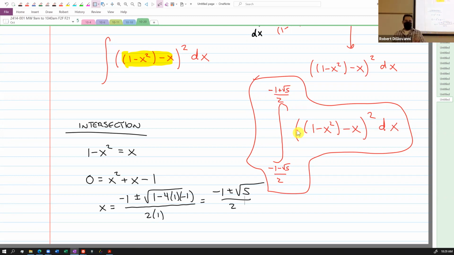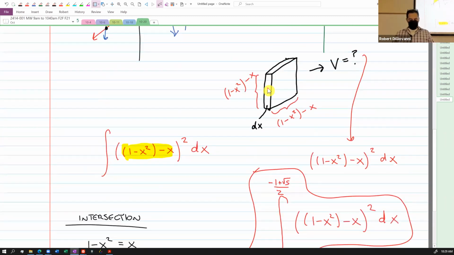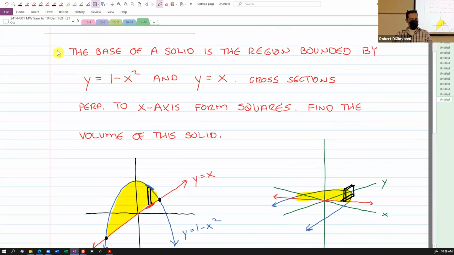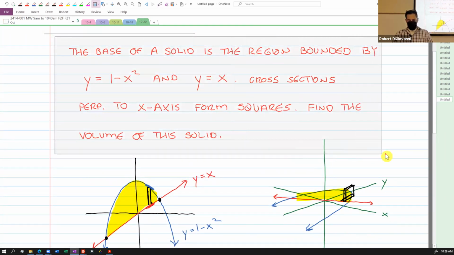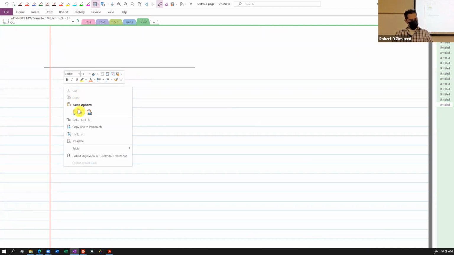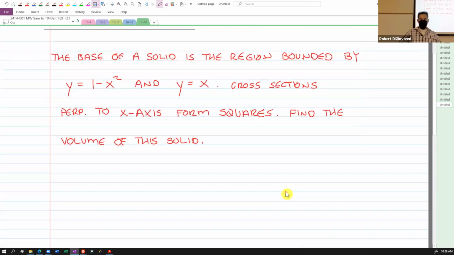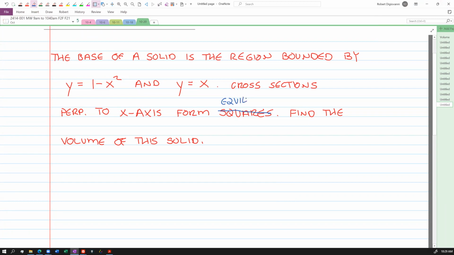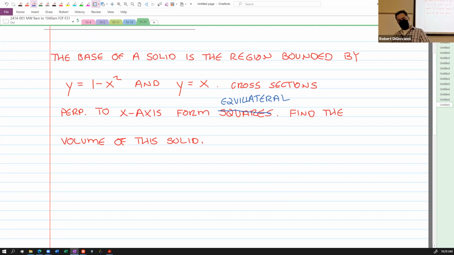Let's do triangle. Triangle gets a little tricky. All right, so can we do the same problem? Any questions at home? I'm changing one thing here. Squares, I'm going to go to equilateral triangles. Equilateral, I want to put two L's. Yeah, two L's, equilateral triangles.